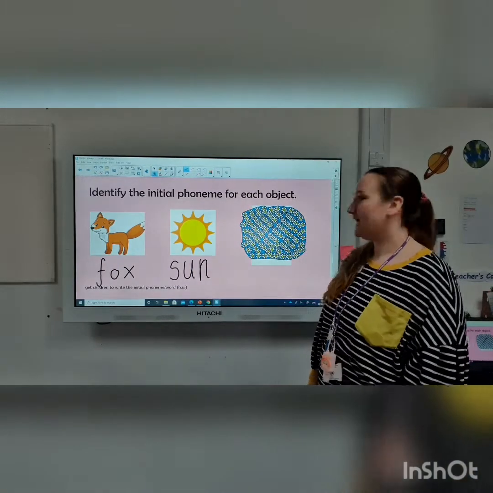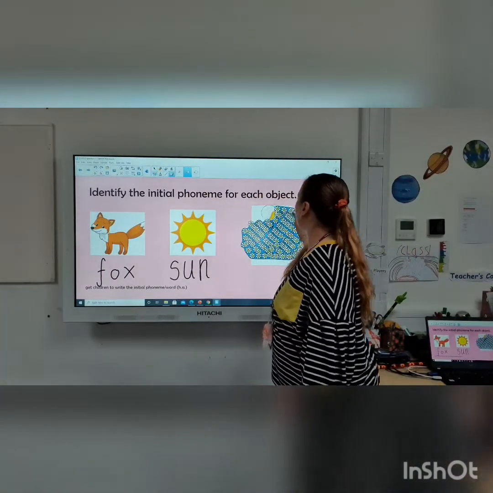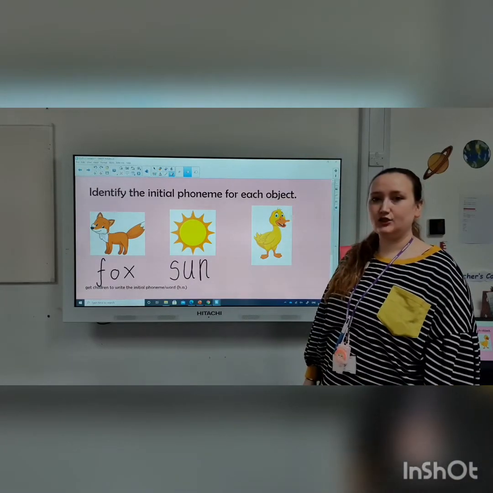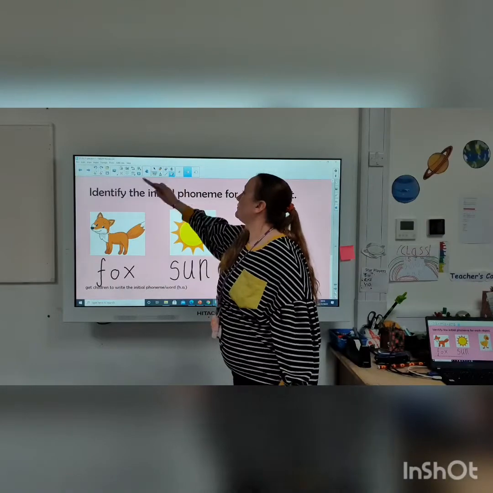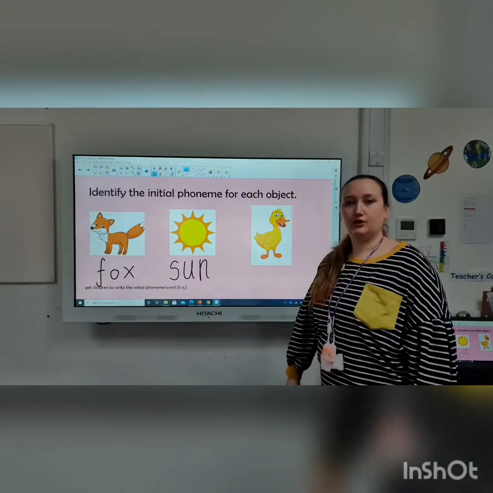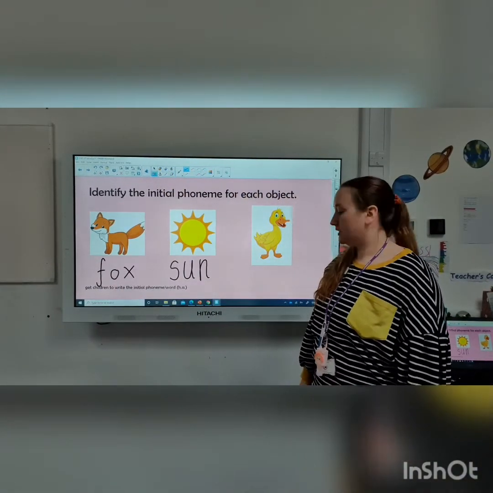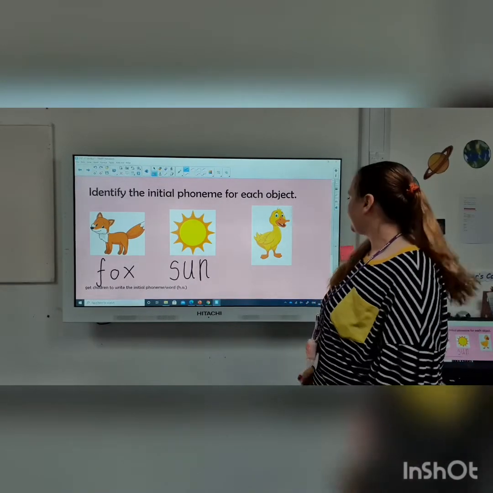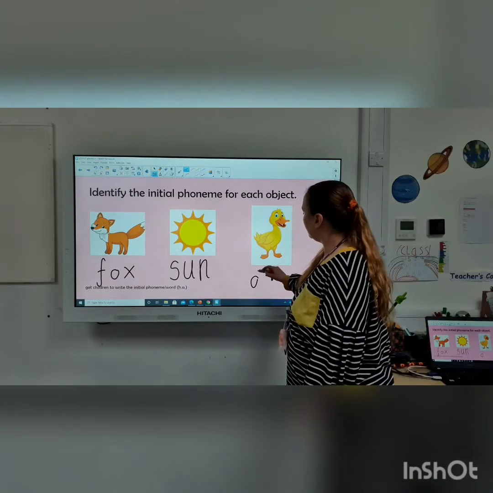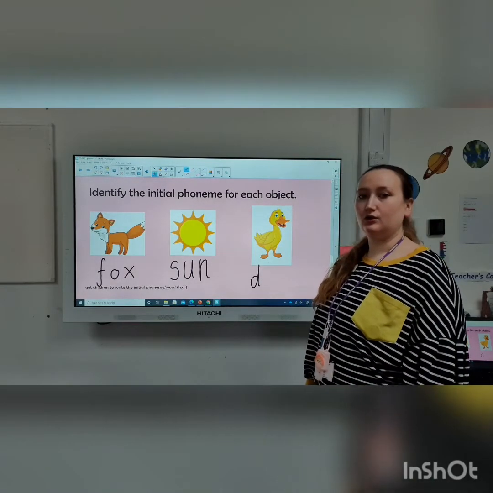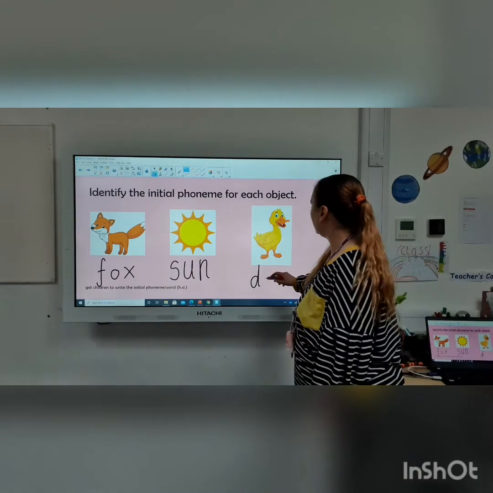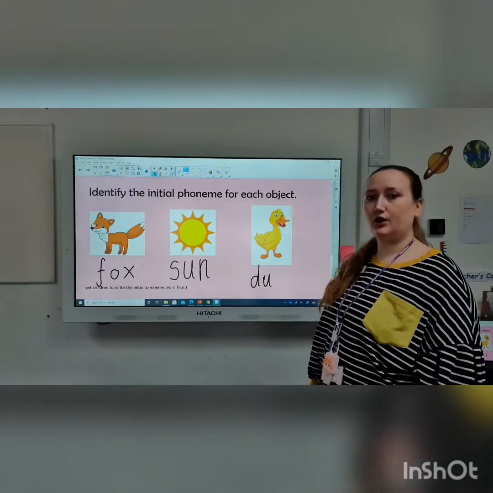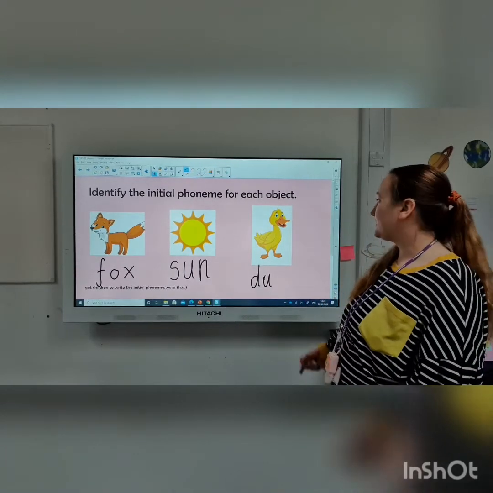Sun, okay? And our last word, it's a duck, okay? So, how are we going to write duck? What phoneme does duck begin with? So I want you to try and segment that word and write it down. Write down that word duck. And what next? Duck. And our last phoneme, duck. It's k, isn't it? And it's at the end of the word.